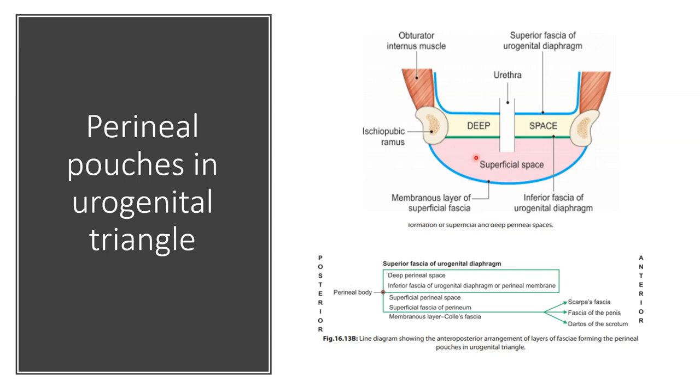And in relation with each of these pouches, superficial perineal pouch and deep perineal pouch, there are transverse muscles known as the superficial transversus perineae and deep transversus perineae, in the superficial and deep perineal pouches respectively.